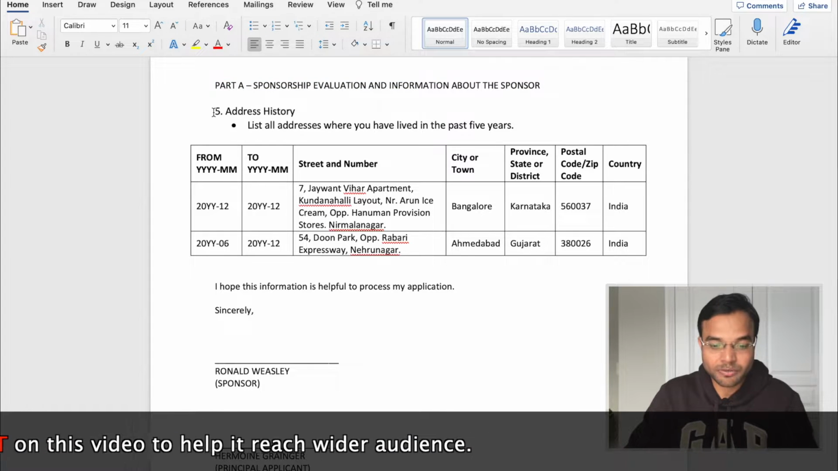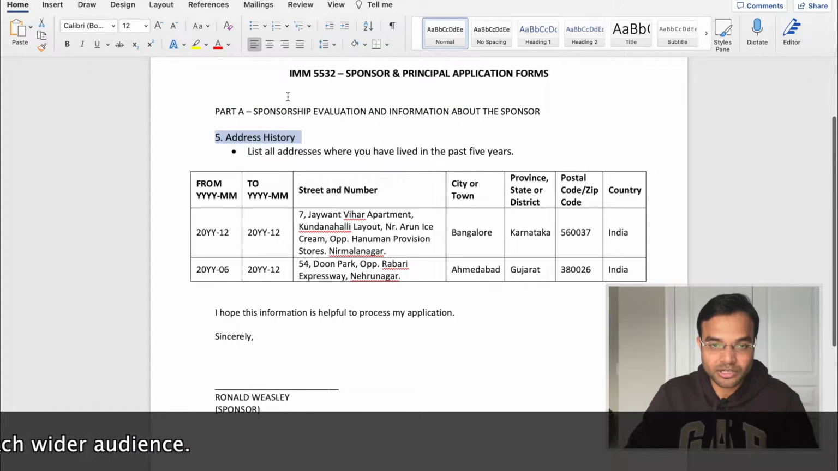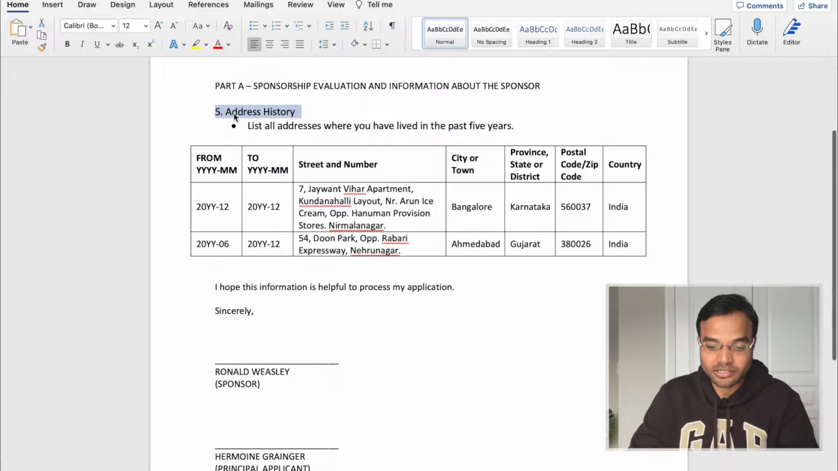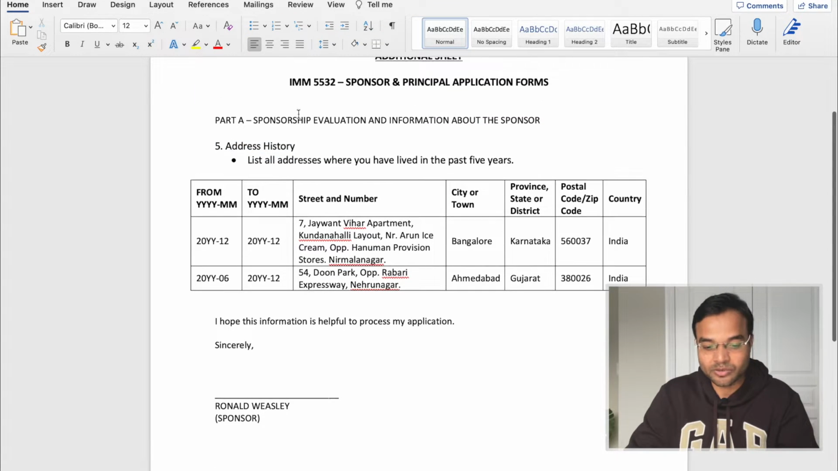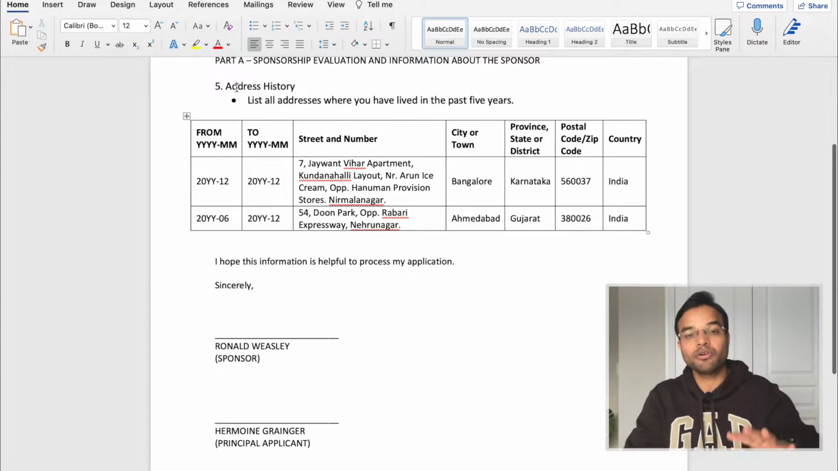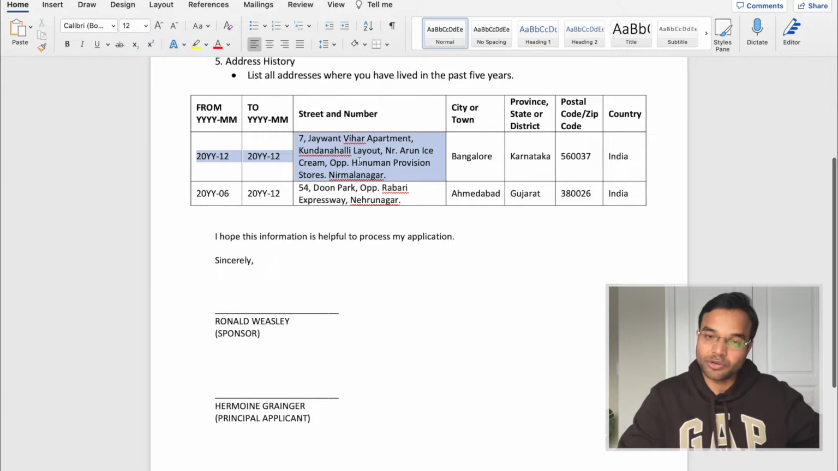Under Part A, sponsorship evaluation and information about the sponsor, 5th question, address history. These are the 2 remaining addresses that you are going to disclose. So there is one place where Ronald has stayed in Bangalore, one place in Ahmedabad. This is over and above the 5 places which are already listed on the original form.